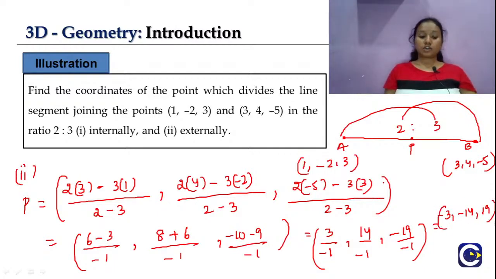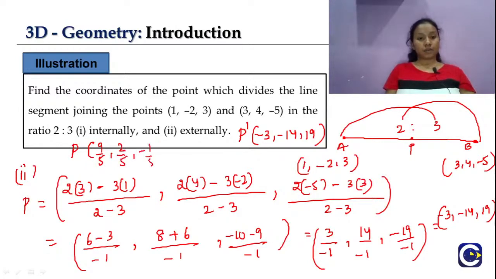So the coordinates of point P when it's an external division is given to be minus 3, minus 14, and 19. And for internal division, let it be P dash and the internal will be P. So it is given by 9 by 5, 2 by 5, and then minus 1 by 5. So these are the coordinates of the point P for both internal as well as external division here.